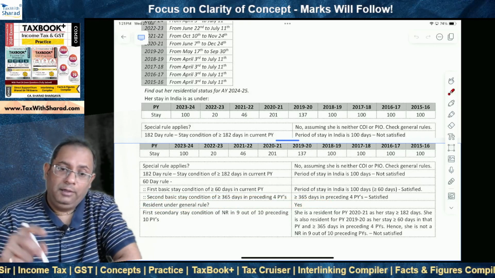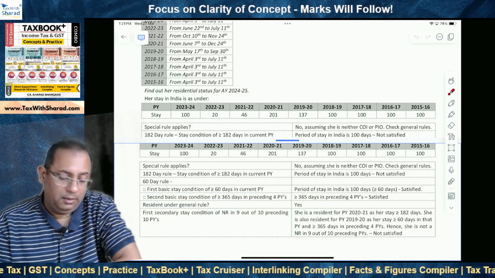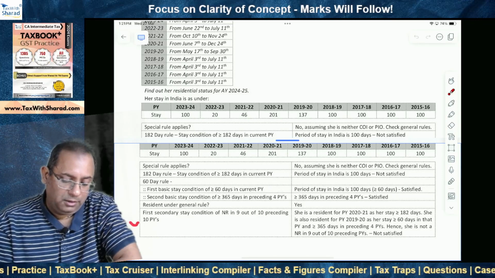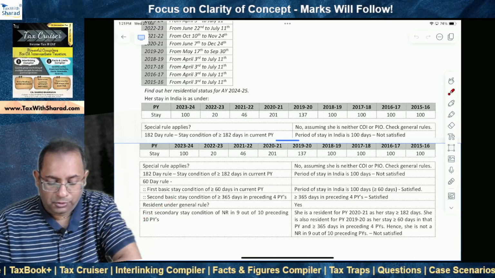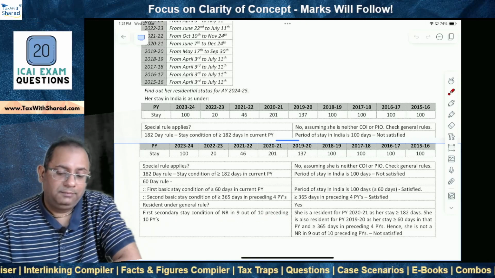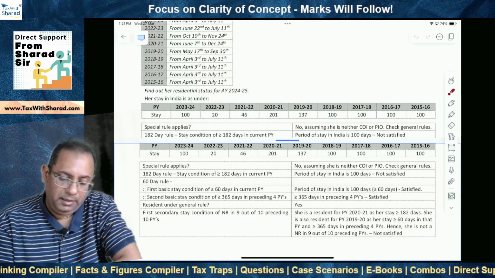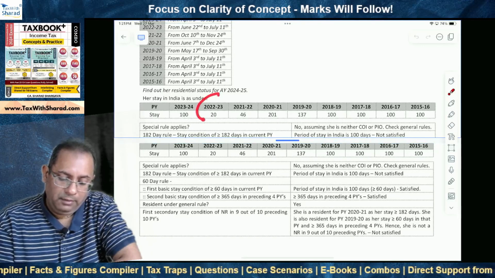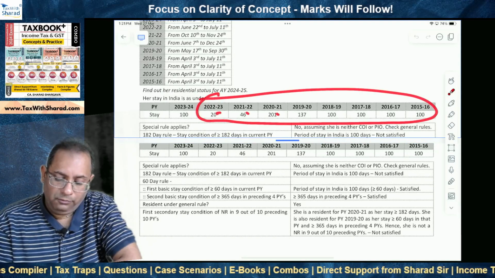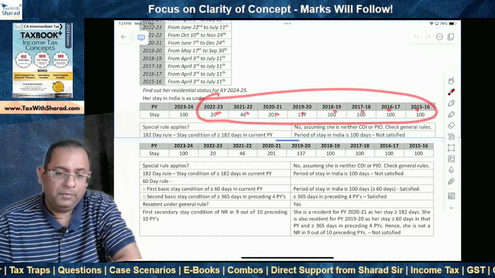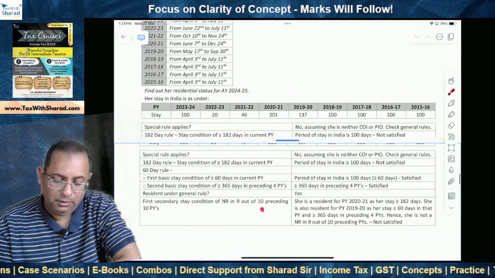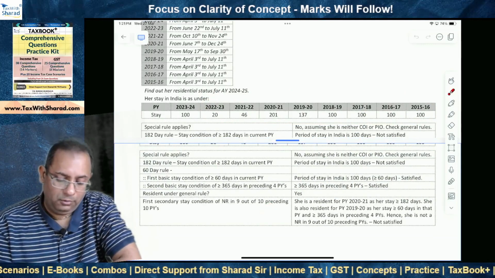Once a resident, we will need to figure out whether she is a ROR or RNOR. For that, there are twin secondary stay conditions. What is the first secondary stay condition? She should be a non-resident in 9 out of the 10 preceding previous years. Here we have got the information about these preceding previous years, 1, 2, 3, 4, 5, 6, 7, 8 only. So we don't have information for all 10 preceding previous years, but it doesn't matter because with this information we will be able to figure it out.